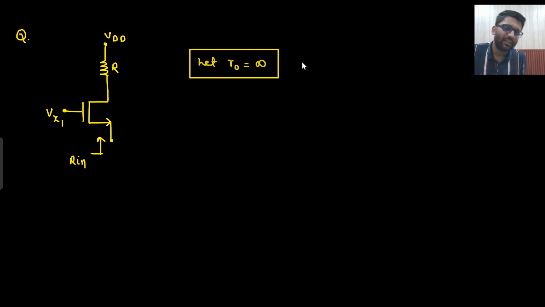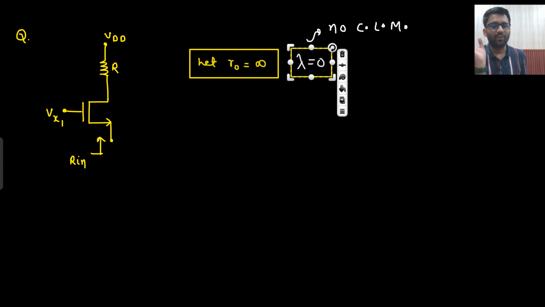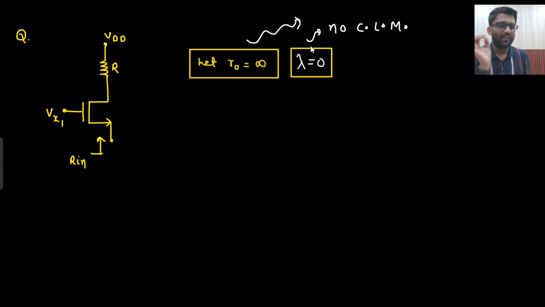Another way of saying it, they will say that there is no channel length modulation. I cannot tell you now what channel length modulation means. In the examination, you just need to understand that if they say there is no channel length modulation, or lambda is equal to 0, or R naught is infinity, all three are the same thing. That means you will not connect any R naught here now.